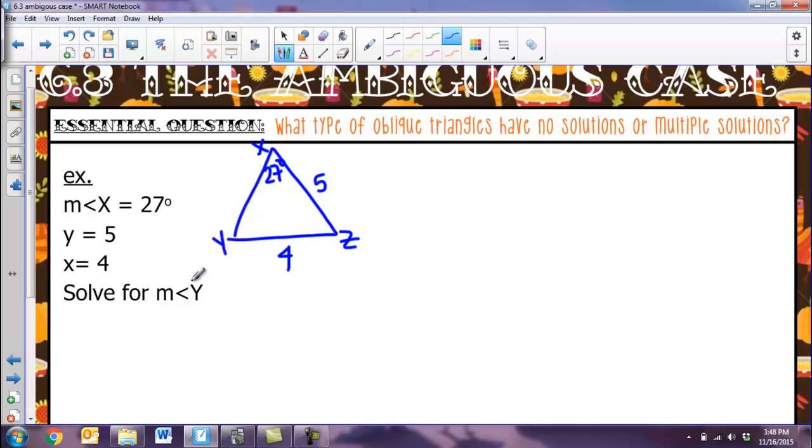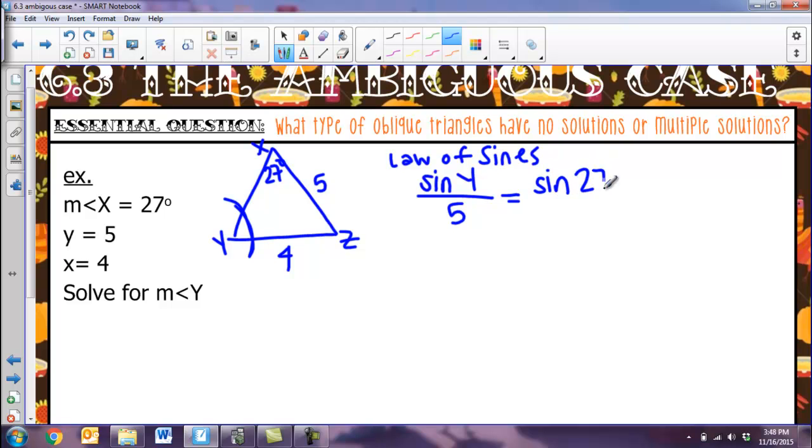So what we're going to try to do here to find angle y is we're going to use the law of sines, which you have on your formula chart, and basically we're just going to set up that proportion. So since I want to know what this angle is, I'm going to set up a proportion with y. So the side opposite y is 5. And then I'm going to use the other thing that I know. So then I'm going to take the sine of x, or the sine of 27, all over 4.